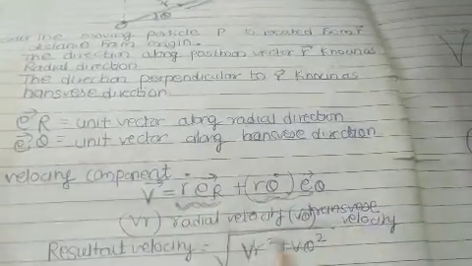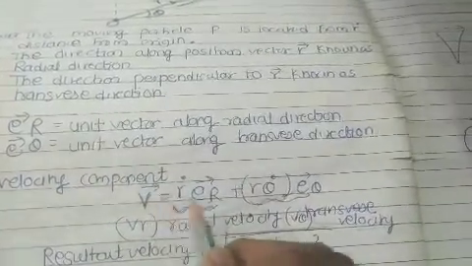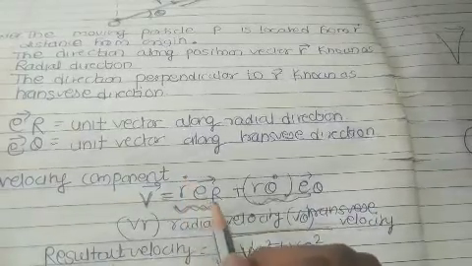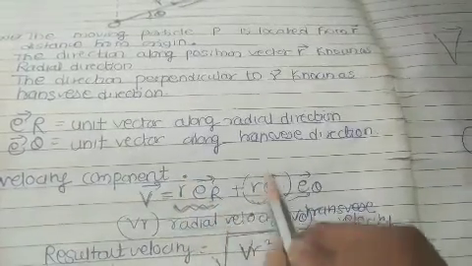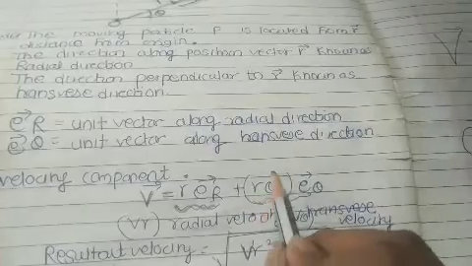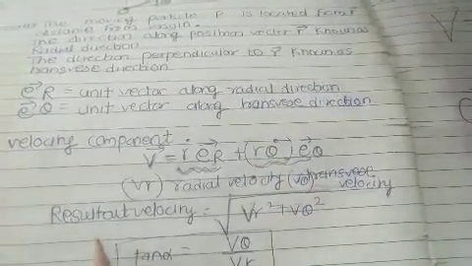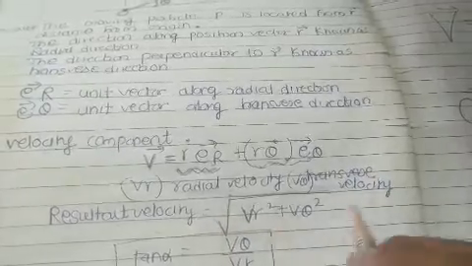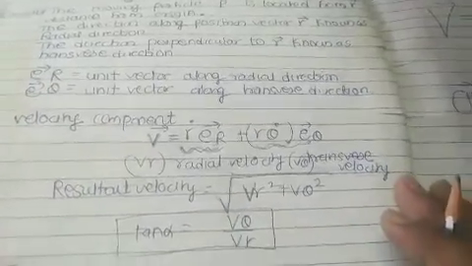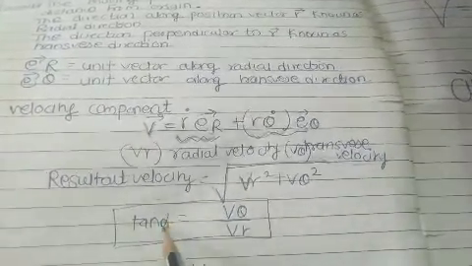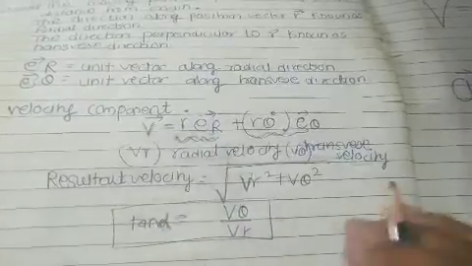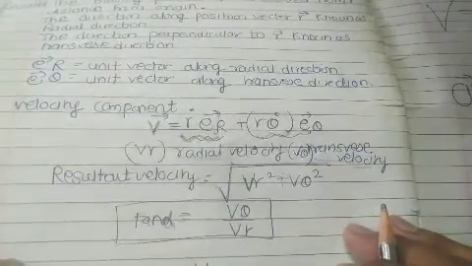So velocity v bar is given by r dot, that is the radial velocity component, plus r theta dot, and that is the transverse velocity component. To get the resultant velocity, v is equal to the square root of vr square plus v theta square, and the angle or direction is given by tan alpha is equal to v theta by vr.